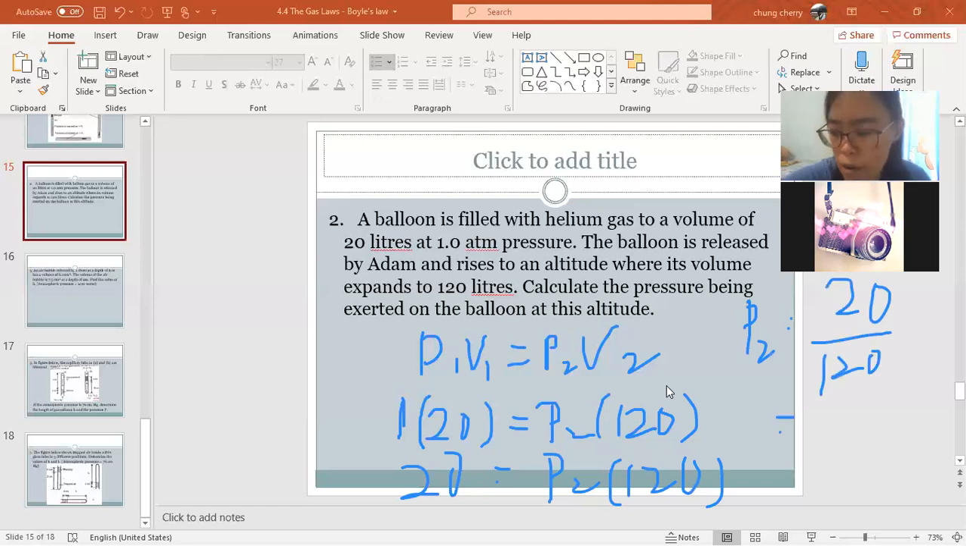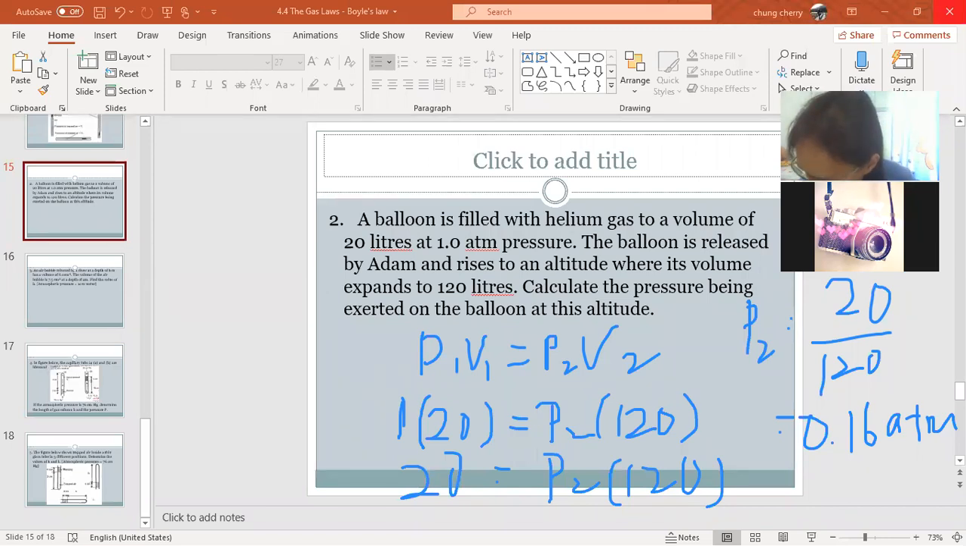So I think the answer is 0.16 if I'm not mistaken. Wait, correct, 0.17, and the unit will be ATM. Follow what they have given to you. You just round off to 2 decimal places. Every time in physics, any answer given, you just give in 2 decimal places. Remember, 0.17.